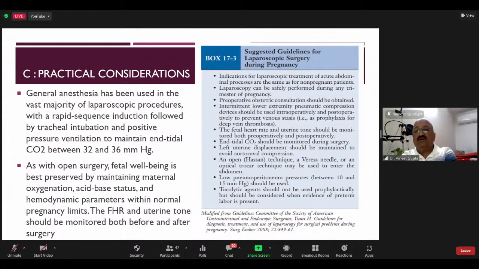But in my experience, it's better to give the surgeon a little liberal hand while positioning the patient, because once we give them liberty, they finish very quickly and ultimately the results are good. An open technique, a Veress needle, or an optical trocar technique may be used to enter the abdomen. Low pneumoperitoneum pressures between 10 to 15 mmHg. Anyway, we are keeping this much pressure. Tocolytic agents should not be used prophylactically, but should be considered when evidence of preterm labor is present.